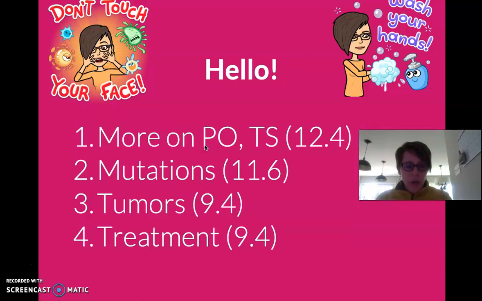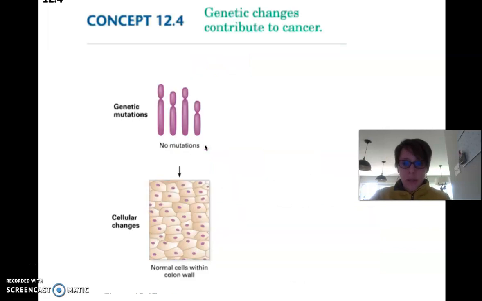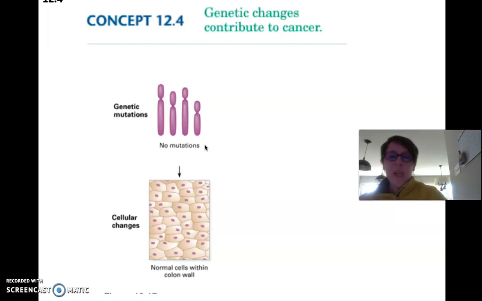Okay, so we're going to go to page 35 in your packet. You should also get out some highlighters or colored pencils or colored markers to do this. I'm going to flip the screen, but your slide should be page 35 and it should look just like this. Okay, so concept 12.4, which you read probably a week or more ago: genetic changes contribute to cancer.